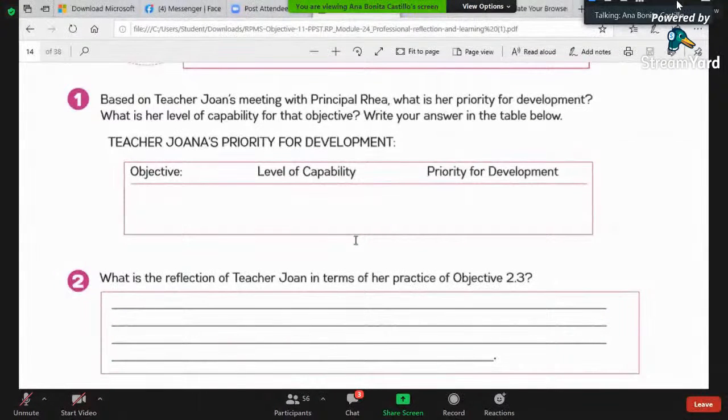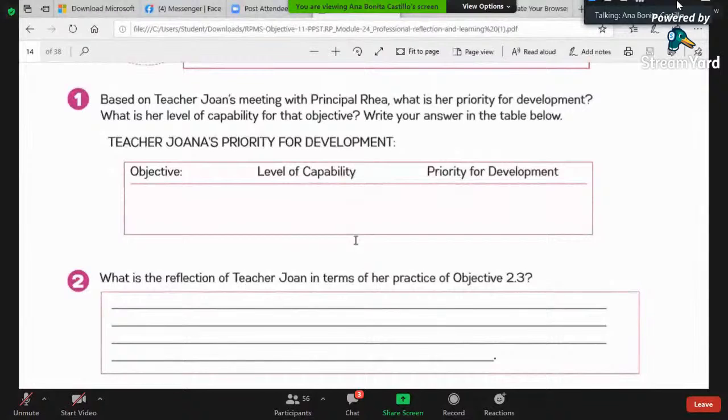Okay, meron tayo dito mga tanong. Preparation natin para sa ating IPCRF. Number 1, based on Teacher Joanne's meeting with Principal Rhea, what is her priority for development? What is her level of capability for the objective? Write your answer in the table below. So, meron na dyan tayo magsusulat para alam natin kung ano na ang ating mga plano. So, ano yung mga reflection natin?